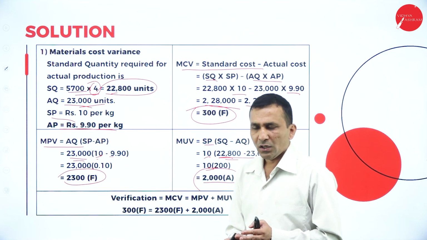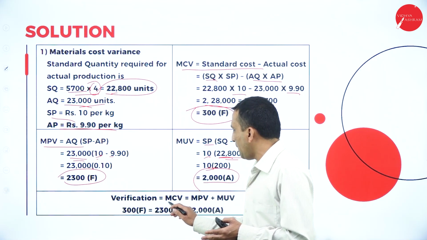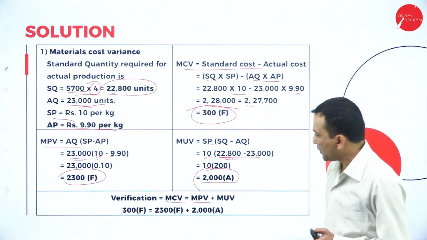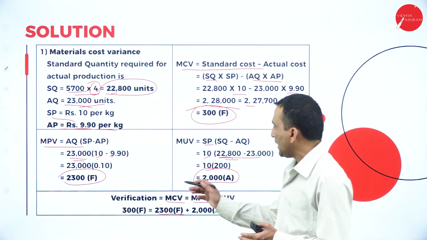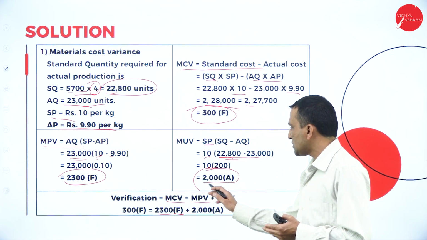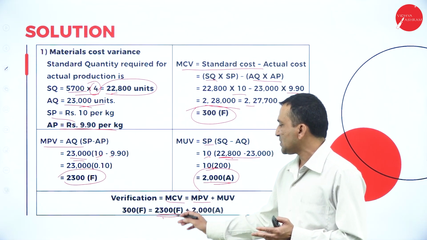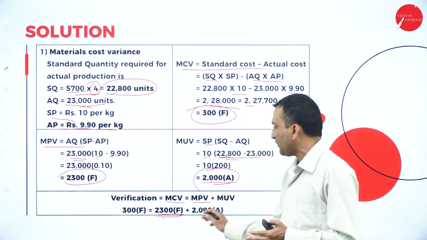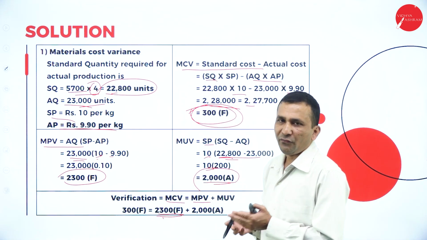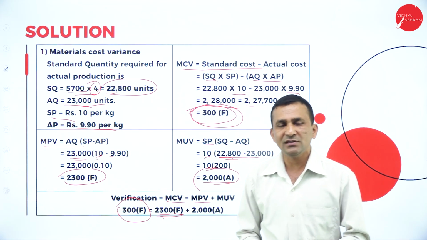Once you have calculated it, now we have to do the verification. Using the material cost variance, which is a combination of material price variance plus material usage variance. The material price variance we calculated is 2,300, which is favorable. Material usage is adverse 2,000. So which sign is more? Material price variance sign is more. So that's the 300 difference we are getting. We have already calculated the material cost variance as favorable 300. So finally, if you subtract the difference, the result is 300 favorable.